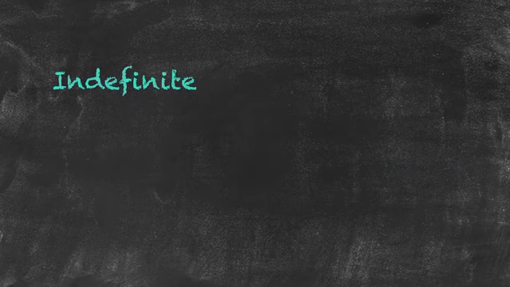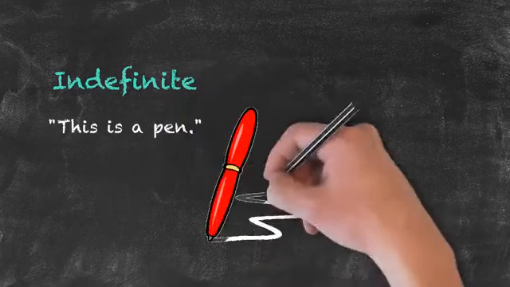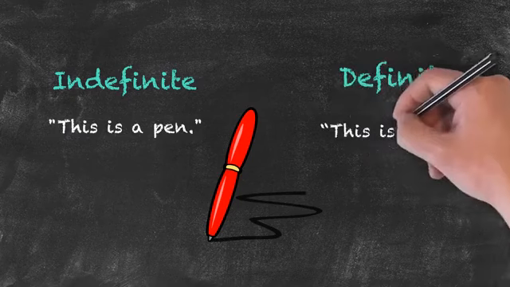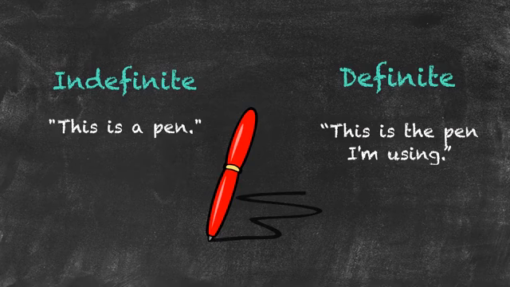With the indefinite article, we use it in a non-specific way. This is a pen. It's one of many pens. When using the definite article, we use it in a specific way. This is the pen I'm using.